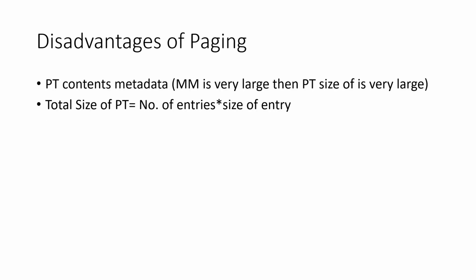Now we'll see what the disadvantages of paging are. The page table contains metadata. Now what is metadata? Metadata is data about data. If the size of main memory is very large, then the page table can be of very large size and will occupy a lot of space in main memory, because I told you the page table is a data structure which is lying in main memory. So this is a problem. Now how do we find out the size of the page table? The total size of the page table is equal to the number of entries times the size of entry.